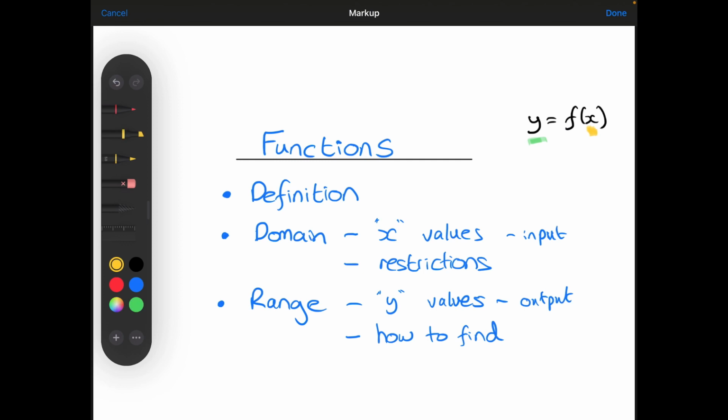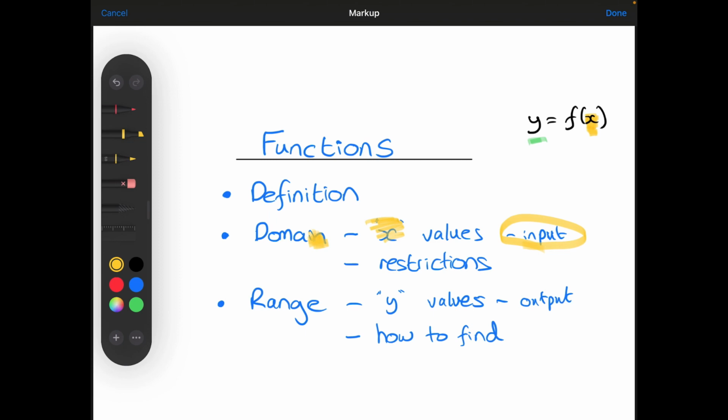We're going to talk about the domain, which is all of the x values that a function can take. I say x values here, it doesn't necessarily have to be x. It could be t if we're talking about parametric equations, for example. So the domain are the input values. The way I remembered that, domain's got an "in" on the end there, so domain, input.